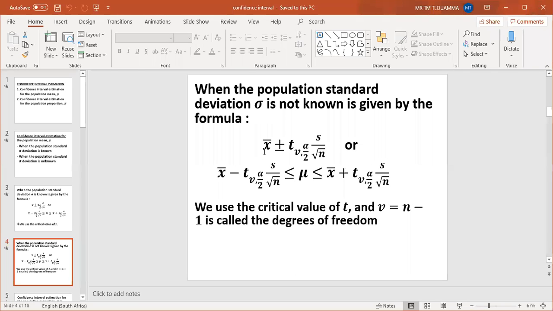This formula says x bar plus or minus t with v. The t means that we are going to use the critical value of t, which is the t table. The v simply means the degrees of freedom, or sometimes it might be df. df is the same as degrees of freedom. So in some of the tables, it is denoted by df or it is denoted by v.